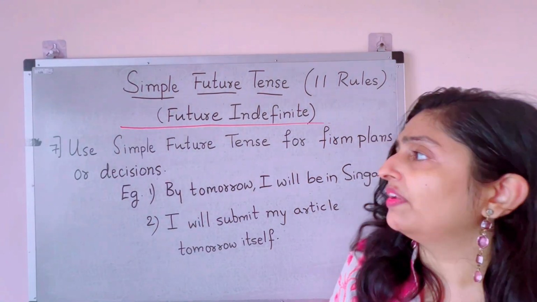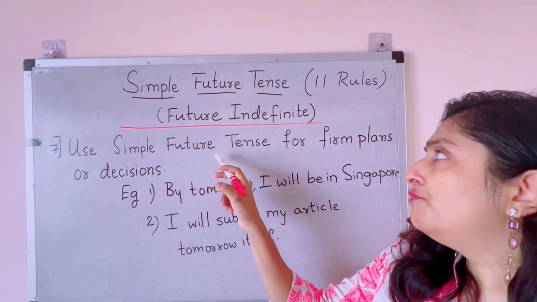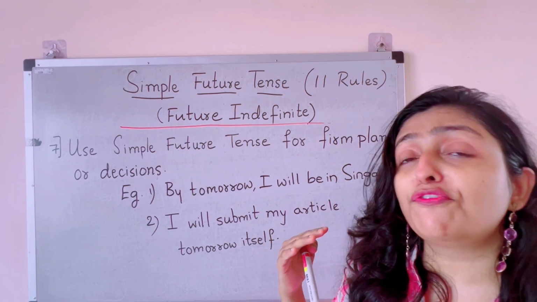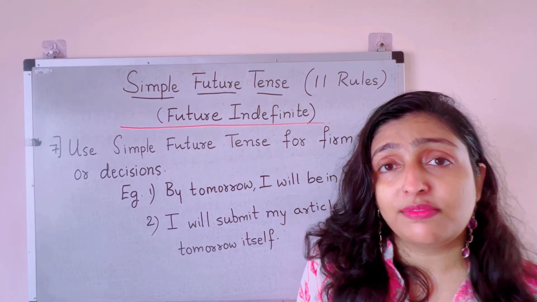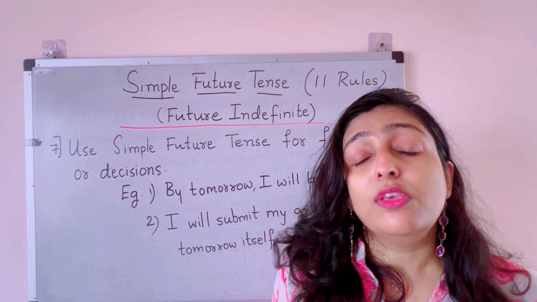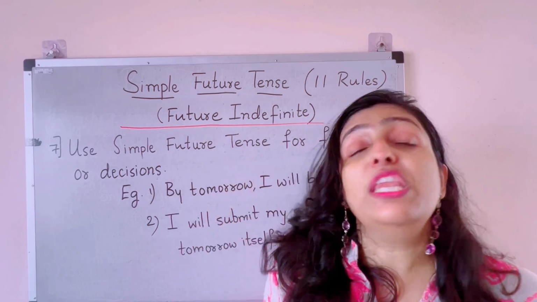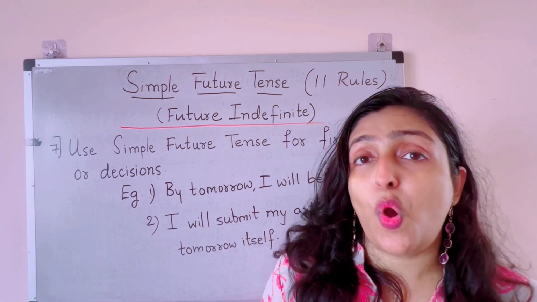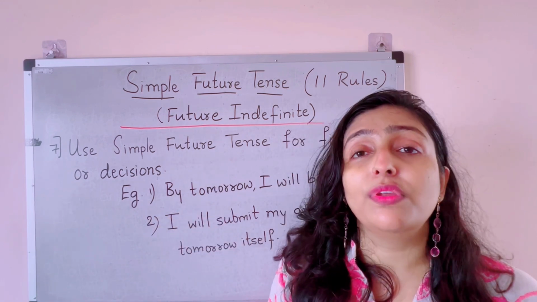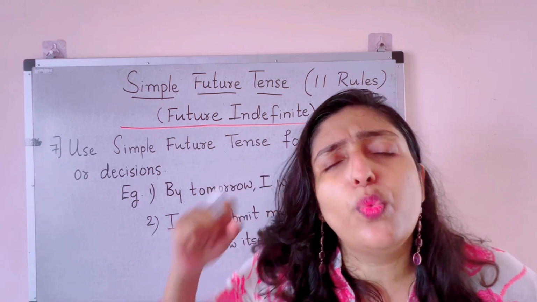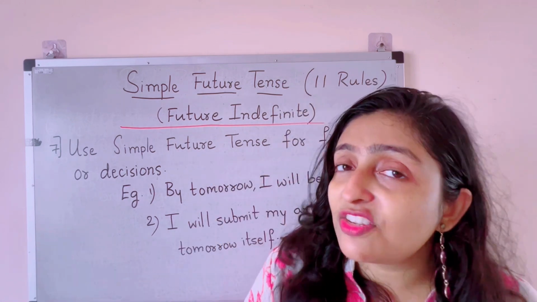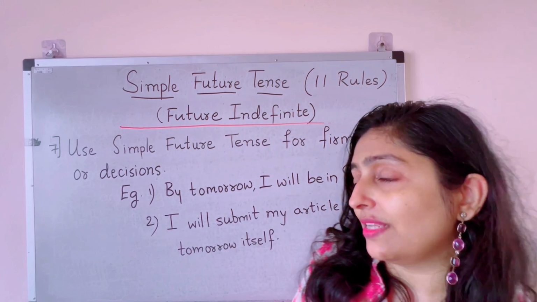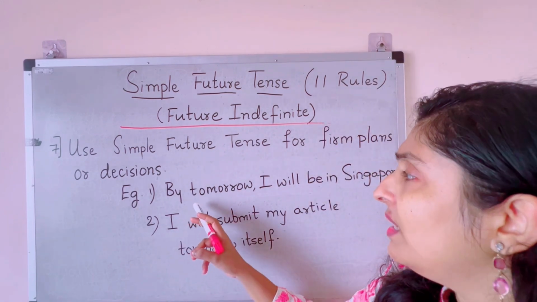Rule number 7. Use simple future tense for firm plans or firm decisions. For instance, you as an individual, you have decided something very strongly. You are resolute. You are determined that you will do that. Then in such cases, you can use simple future tense. Let's look at the example.